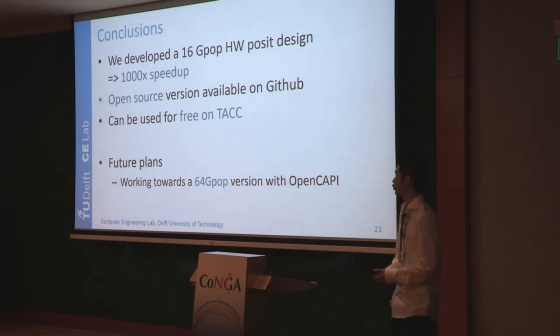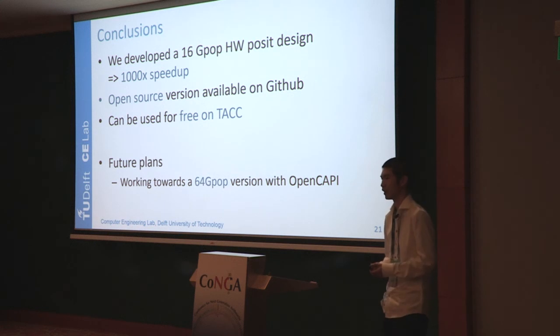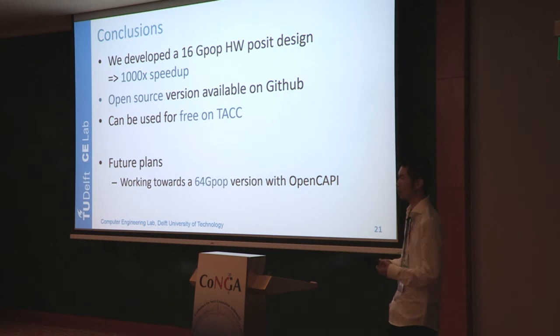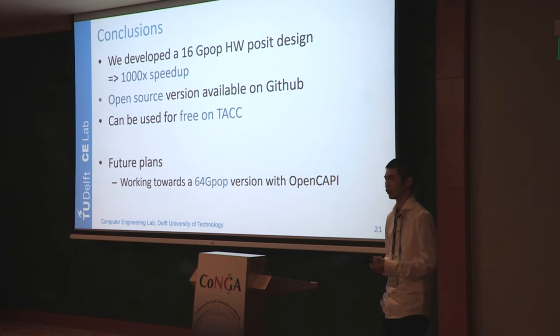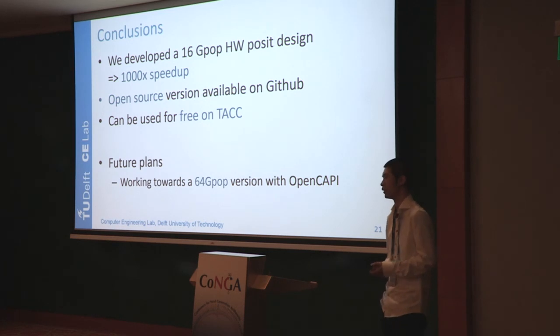So let's draw a conclusion. We developed a kind of hardware posit, and it can do the calculation at 16 GPOP. It's a 1,000 times speedup. And it's open source on GitHub, and everyone can use it for free at TACC. Our future plan is to move it to the OpenCAPI interface. It's a new kind of CAPI interface. It's faster and more flexible. And from our estimation, the speed of calculation can be 64 GPOP in theory. And that's all. Thank you.